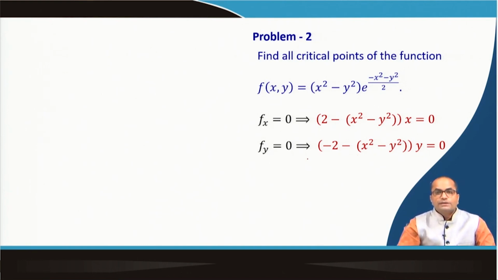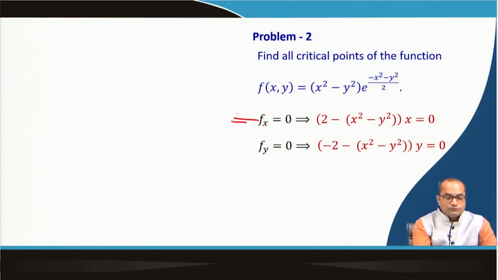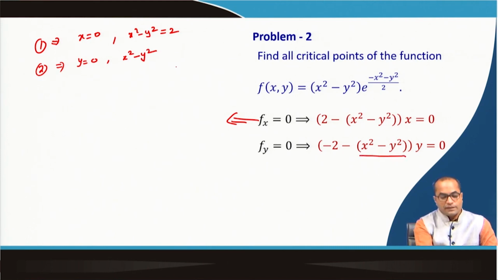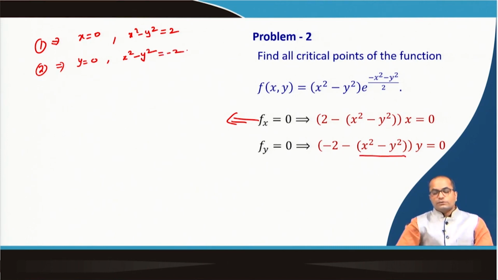So, now we have to solve these two simultaneously. From the first equation, what we realize is that either x equal to 0 can make this derivative 0, or x square minus y square equal to 2 can also make this equation 0. From the second, we get a similar observation: y equal to 0 can make this equation 0, and x square minus y square, if this is minus 2, in that case also this equation will be 0. So, this is the situation here.